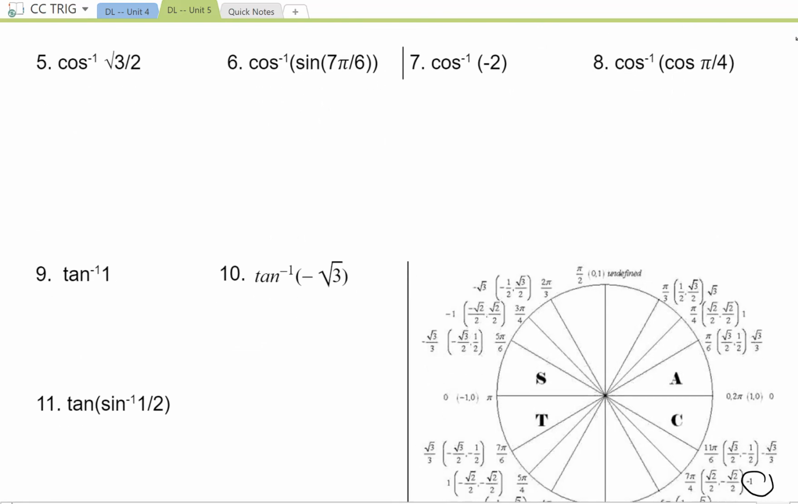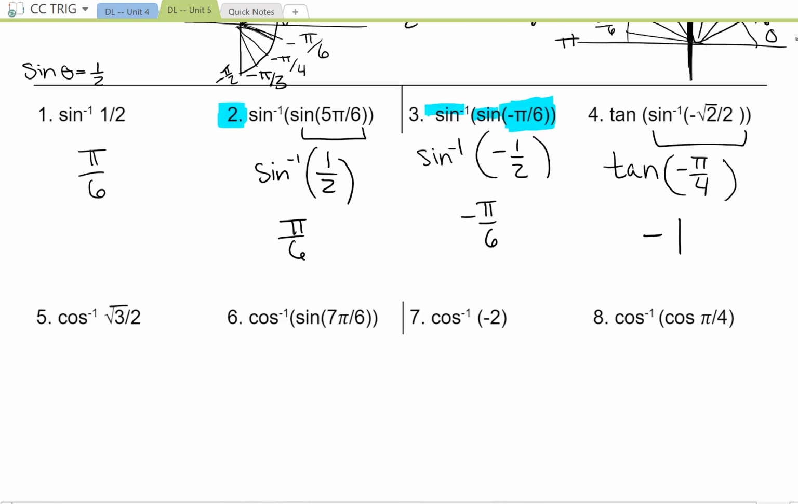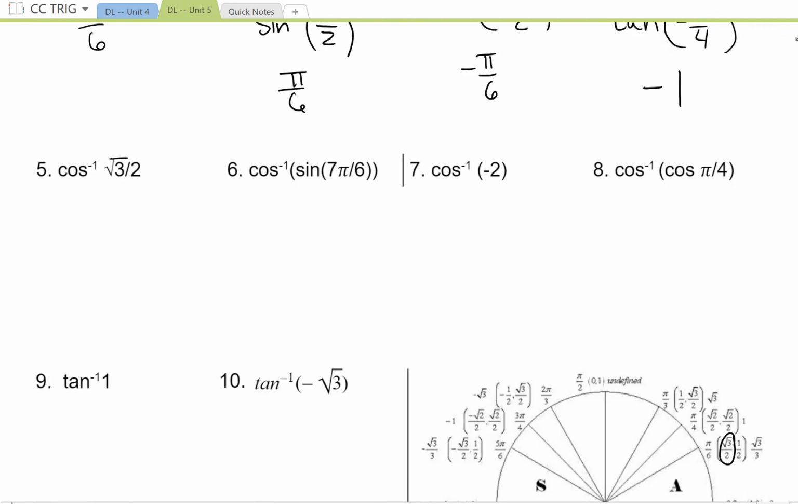Cosine inverse of root 3 over 2. Where is the x value root 3 over 2? That would be at pi/6 and at 11 pi/6. But remember, cosine has different restrictions. The restrictions for cosine are between 0 and pi. So only one of those is satisfactory. That would be pi over 6.